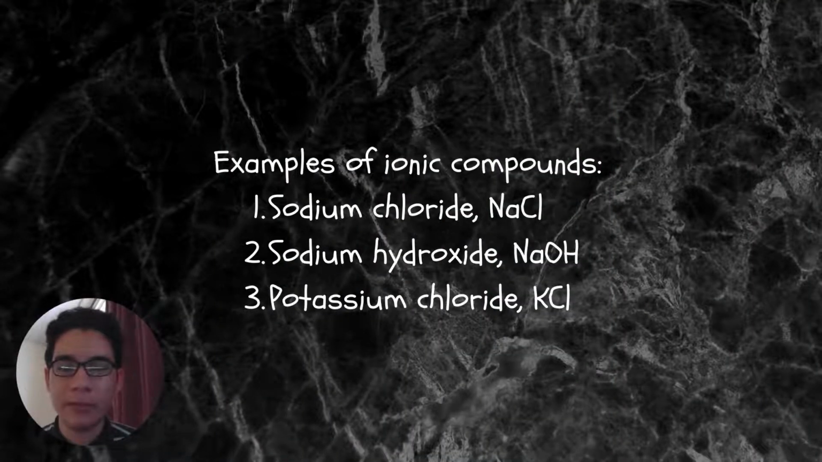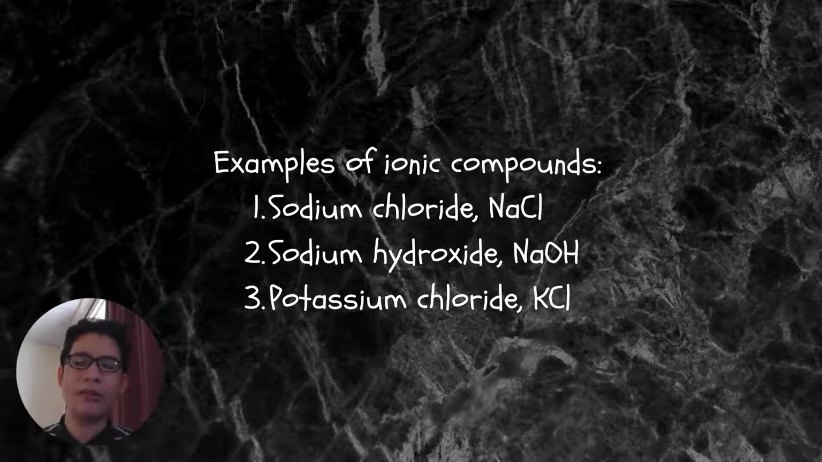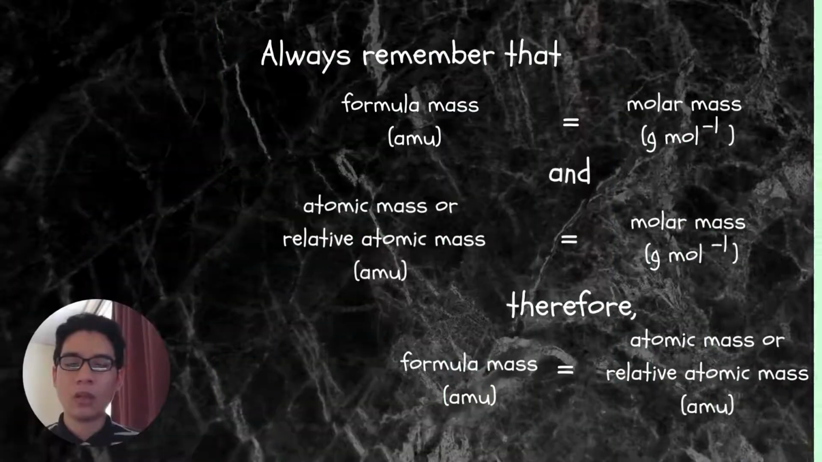So here are examples of ionic compounds. The first one is sodium chloride, NaCl. Next, sodium hydroxide, NaOH. And the third is potassium chloride, KCl. You can pause this video, or, we all know there are lots more. There are a lot of ionic compounds out there, but I'm just going to mention three.